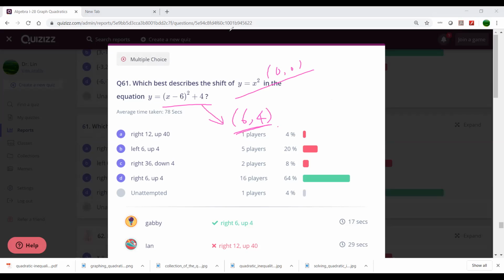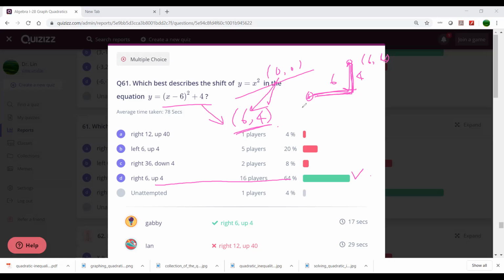So it means move 6 units to the right, then move up 4 units, right? Because the vertex goes from (0, 0) to (6, 4), right? All right, so this is the right answer. Move to the right 6 units, move up 4 units.